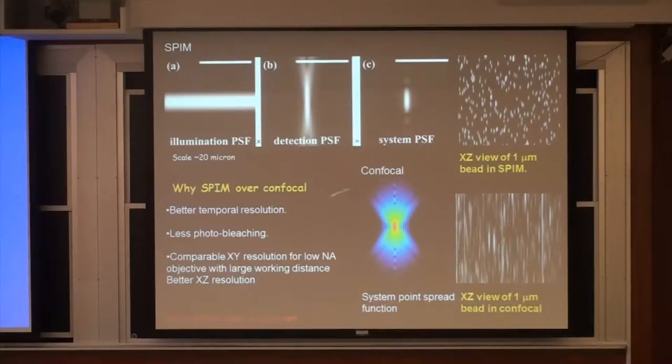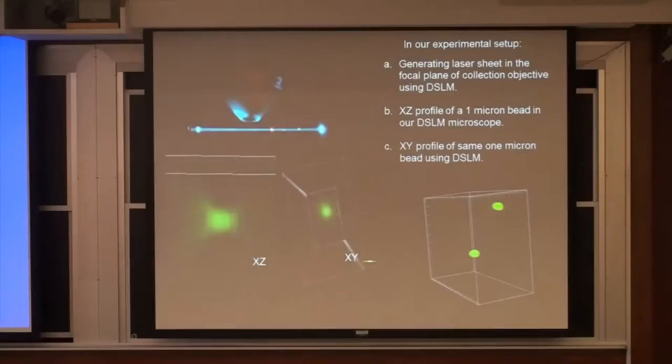This is the same kind of thing, using a low NA objective. You can see the difference, how it becomes prominent in XZ resolution. And you can see also, this is a bead of 25 micron, and in X, Y, and Z it is very symmetric, which it should be.